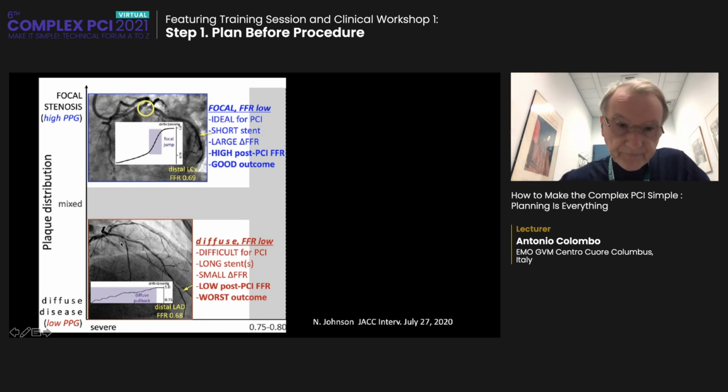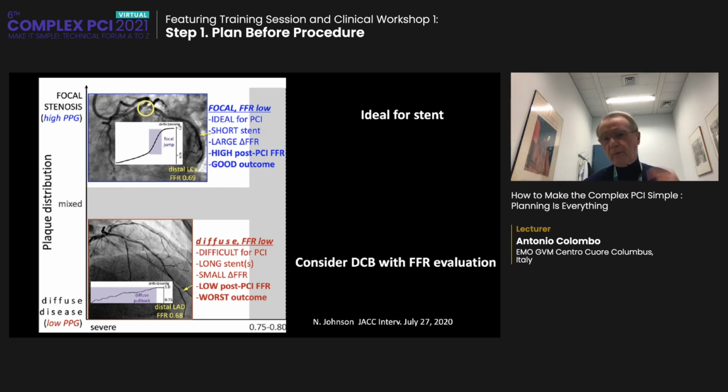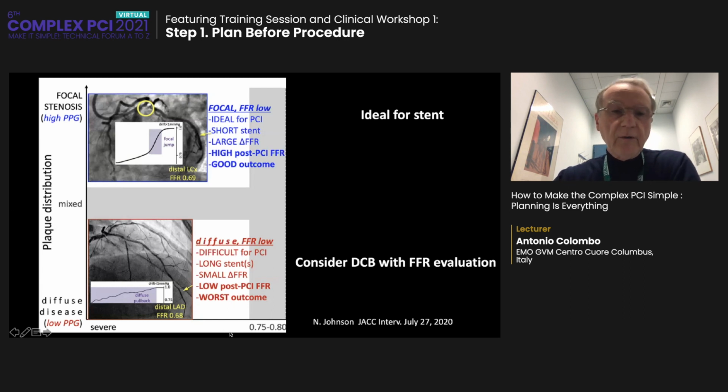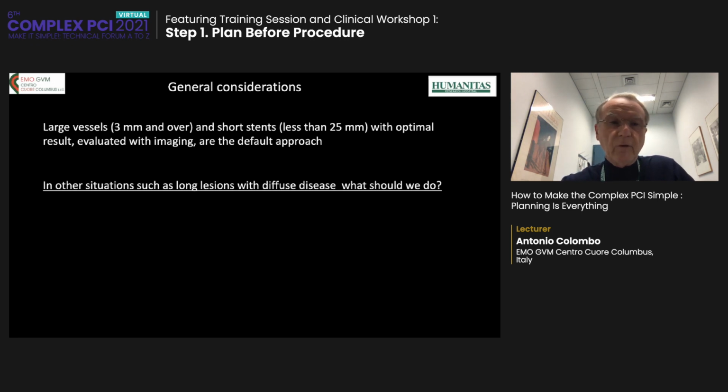I do not believe it is appropriate to stent with long stents these left anterior descending. So we need to come out with a different approach. And I talked today about drug-coated balloon with FFR evaluation to limit stent length. Large vessels, 3 millimeter and over, and short stent, I took 25 millimeter as a number, but you can say 28 or 20, with optimal result evaluated with imaging are the default approach.